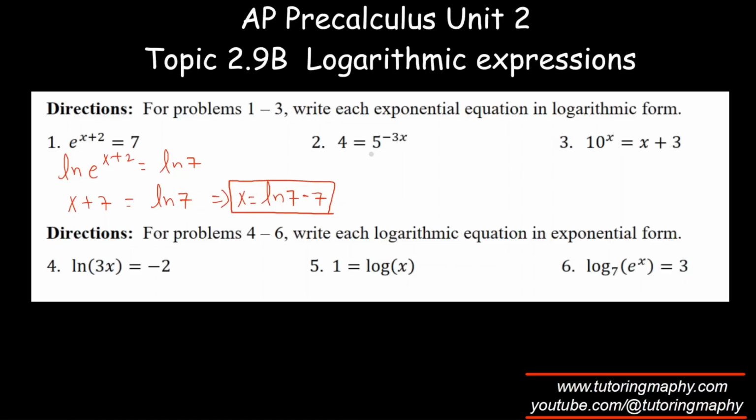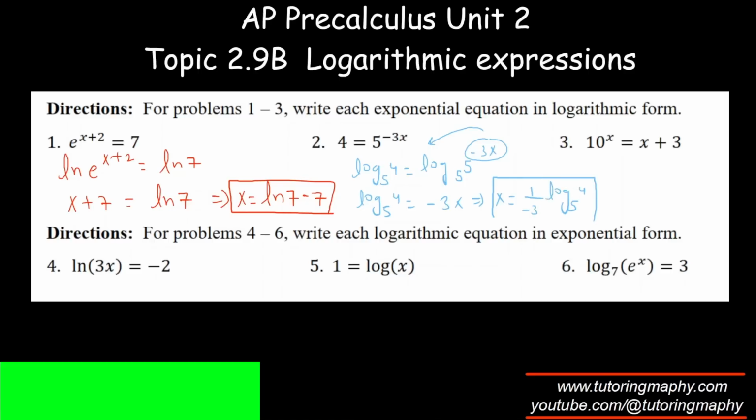Likewise over here I'm going to take log with base 5 on both sides. So log of 4 with base 5 is log of 5 raised to negative 3x with base 5. Log of 4 with base 5 is as it is. This negative 3x drops outside and log of 5 with base 5 is just 1, which means that the value of x is 1 over negative 3 and log of 4 with base 5 is as it is.